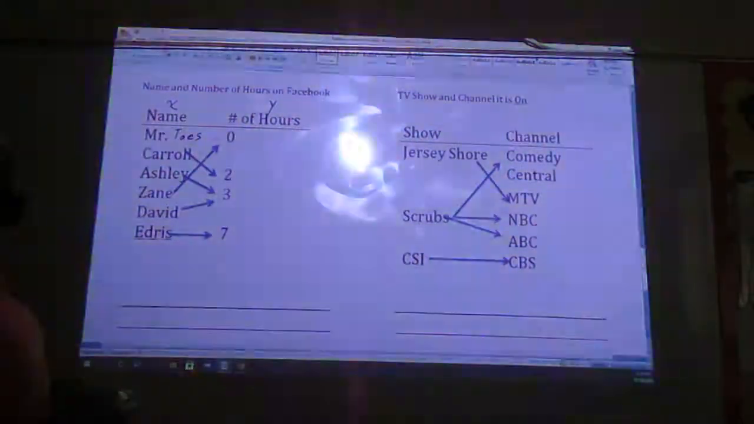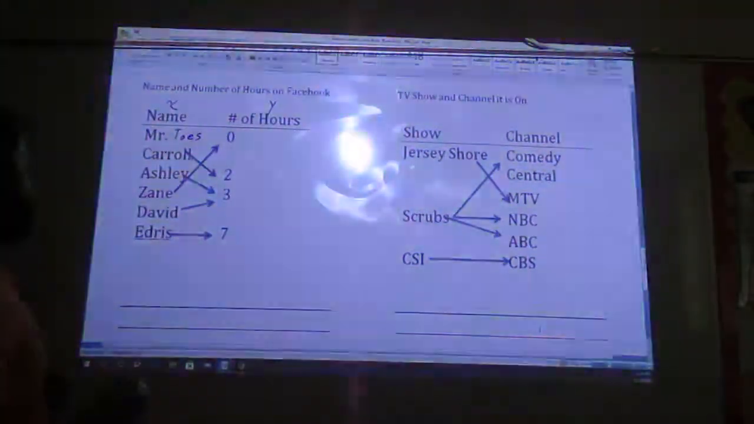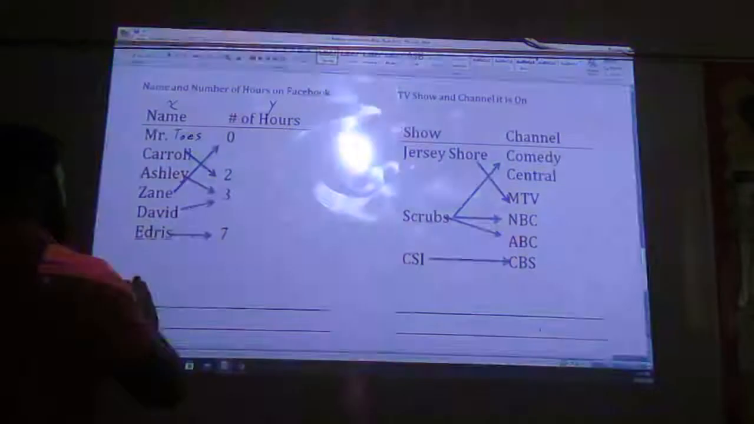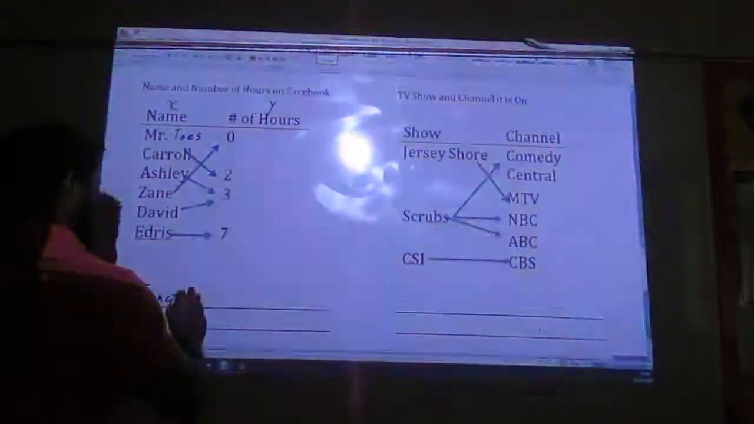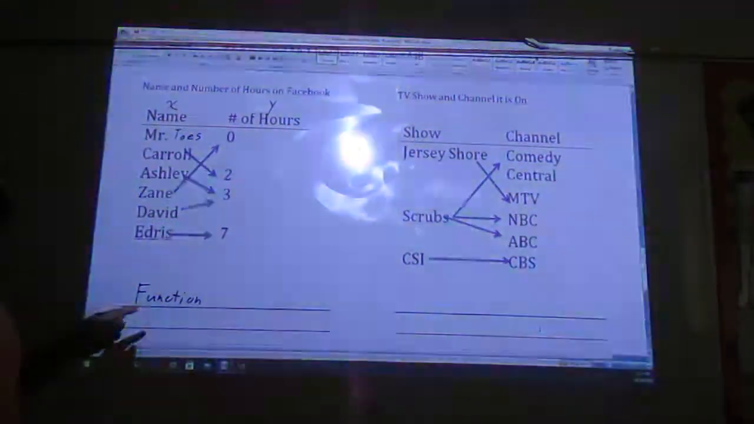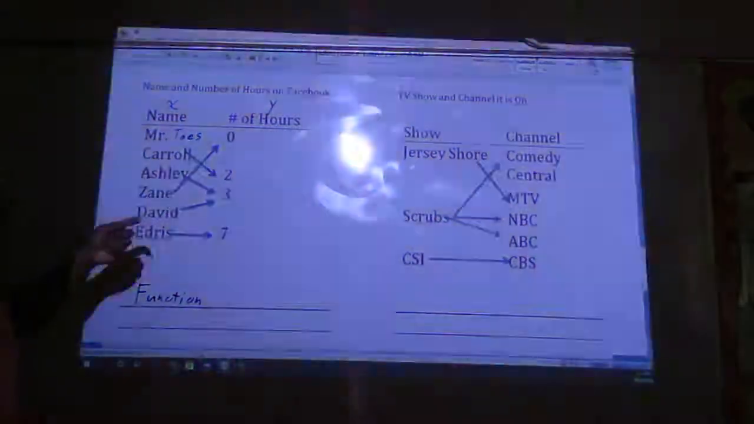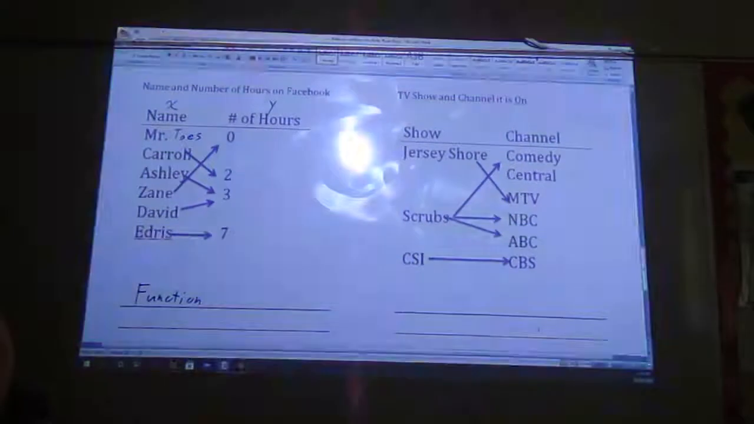So, if we were to look at this, is this a function? Yeah. Why? Because the domain has 2 zeros. Good stuff. Function. This is a function because you don't see a domain going twice to something.